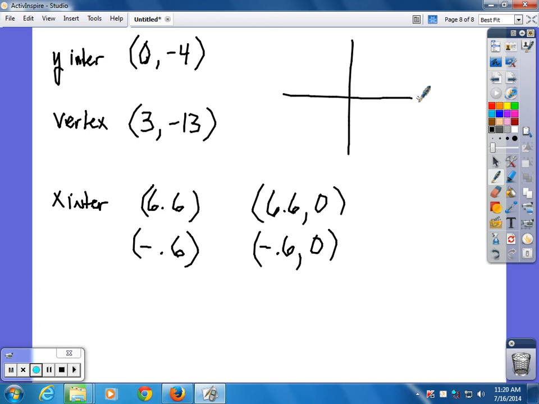The reason I say sketch it is because you don't have a bunch of points. All you have is 4 points. So 0, negative 4, and 3, negative 13, way down here. 6.6: 3, 4, 5, 6, 7, 6.6 is right in there. And negative 0.6 would be right in there, and everything lines up pretty good.